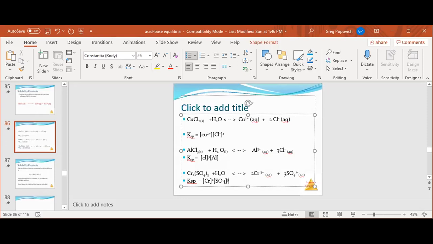I have a quick question. Do you have to include the 2 minus in the Ksp? Yes. Okay.